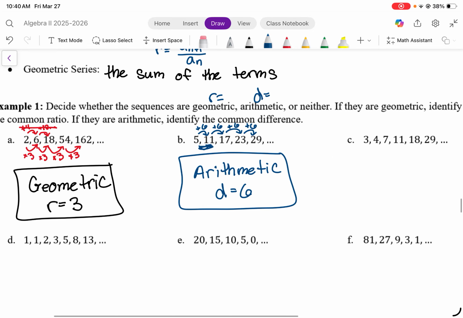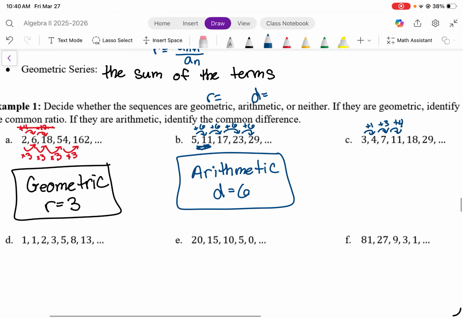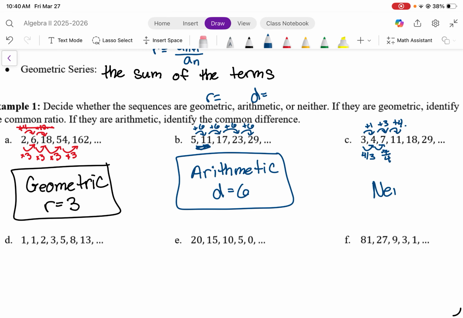Then if we look at C, this one, the first one, we would add 1, then we would add 3, and we would add 4. So this one's not arithmetic, and I would have to multiply by 4/3 to get that, and then 4 times, that would be 7 over 4. So this one's not arithmetic or geometric, so this one would be a neither. And when it's neither, there's nothing else we have to identify about that sequence.